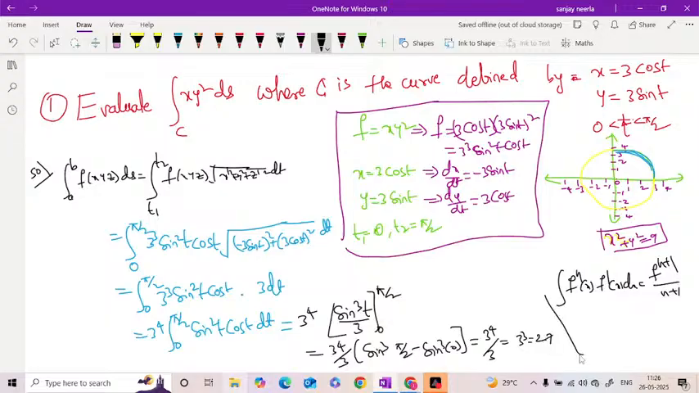Okay. So like that you have to find the line integral with respect to the arc length. So this is the first problem. Similarly we will find the second problem. So this is finding the line integral with respect to the arc length. Now we will see one more problem in this line integral with respect to the arc length. So, second problem.